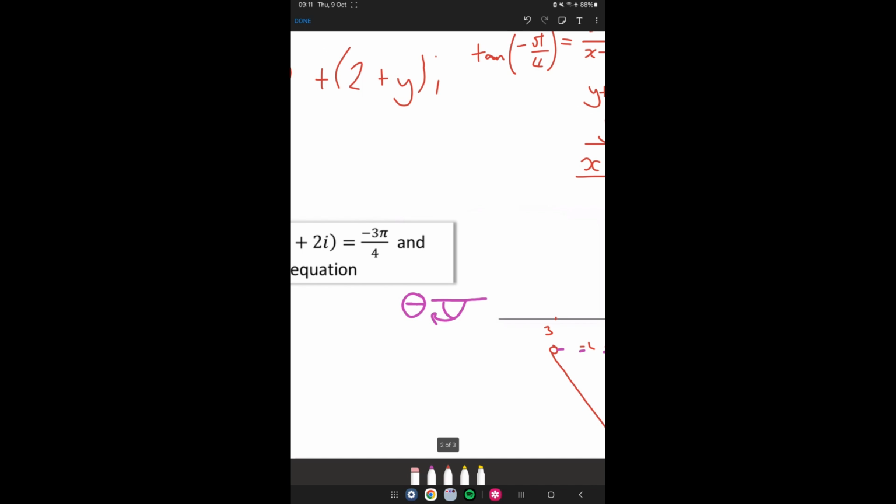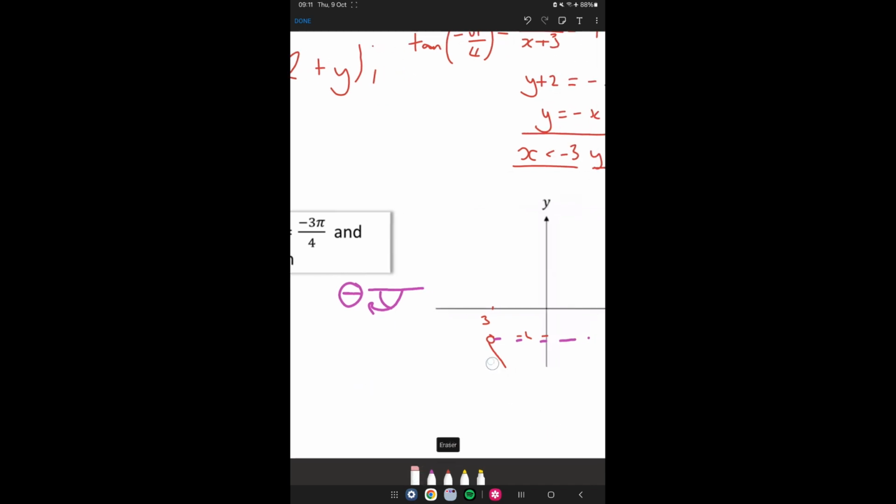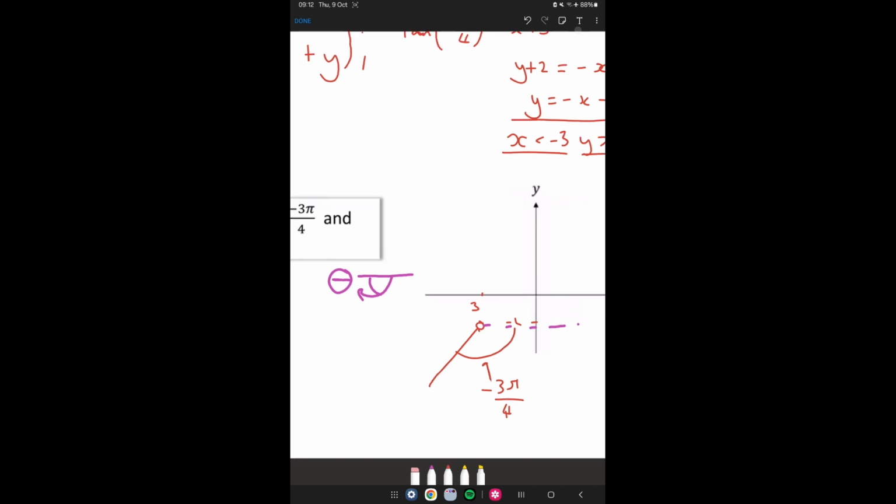Well, actually, it's not, is it? Because it's -3 pi over 4. So it would actually be there, wouldn't it? Because it's about 135 degrees. So that would give me an argument of -3 pi over 4 down here. So that's what it would look like.